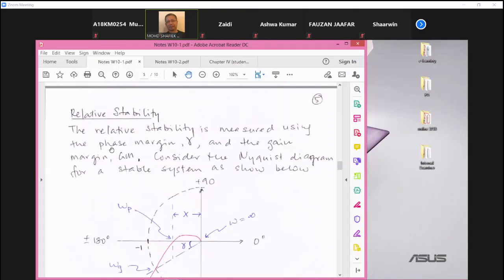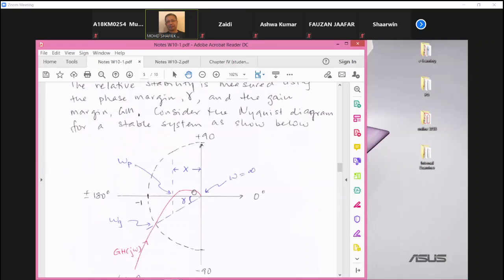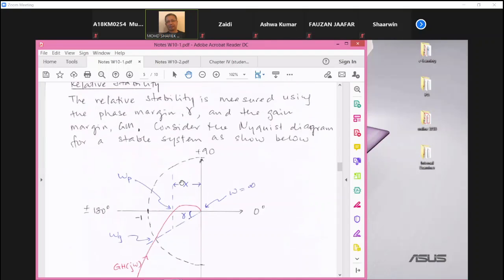And what is the gain margin? The gain margin is evaluated using the magnitude at the phase crossover frequency. The magnitude at the gain crossover frequency is equal to 1, this is by definition. But to evaluate the gain margin, you need to know the magnitude at the phase crossover frequency, which is x. X here is the magnitude when frequency is equal to the phase crossover frequency. So the gain margin is just 1 over x.